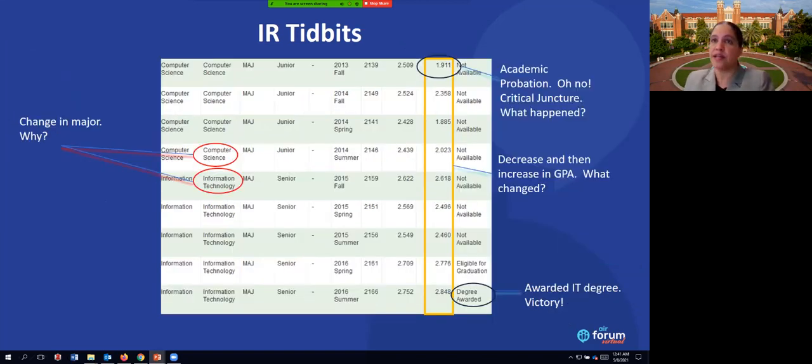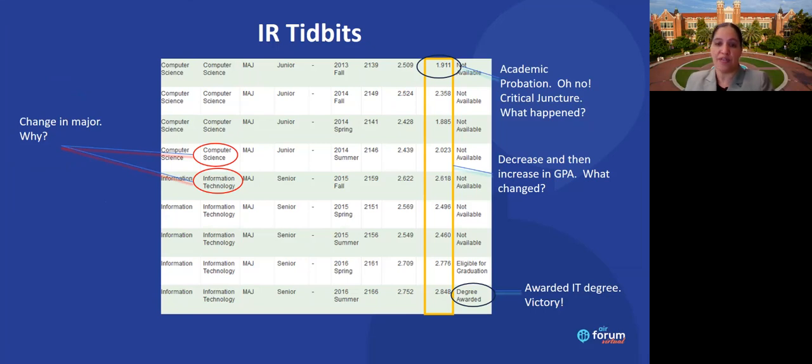Also, let's look at another IR tidbit, right? Another snippet we pulled, and we see here a change in major in conjunction with academic probation, as signified by the GPA, an increase in GPA, a change in major. And so we'll see here that there was also proof that the degree was awarded. So that's always great to note. And so you see here again, the way that we can look at student pathways through the lens of institutional research.